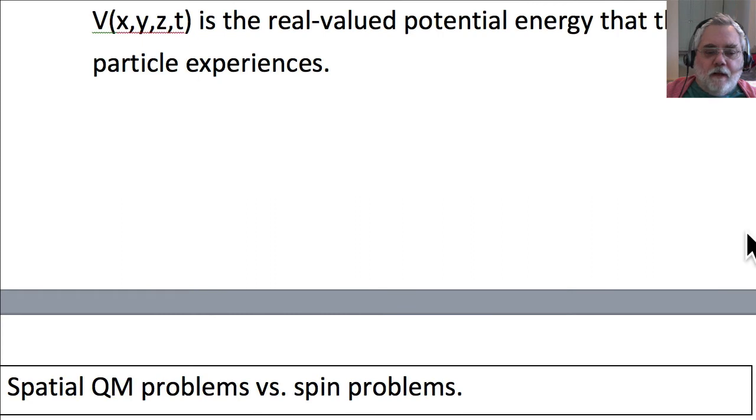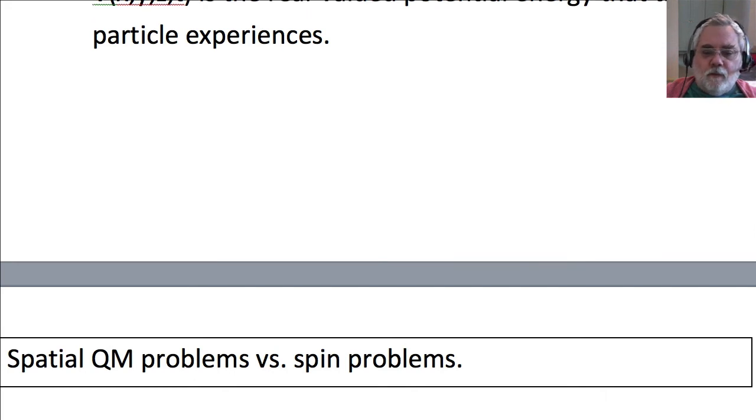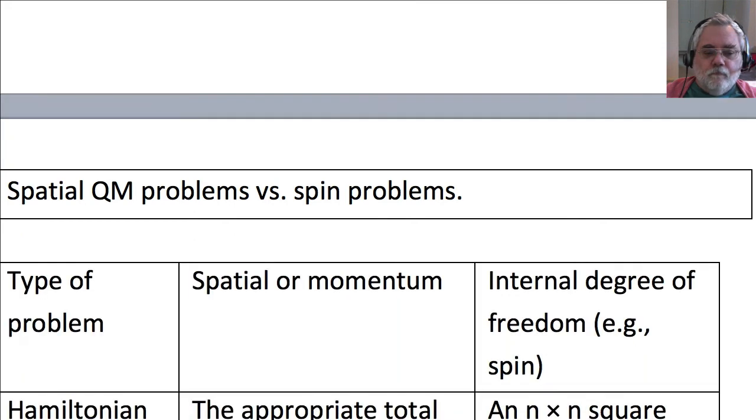Now let's compare spatial quantum mechanical problems versus spin problems. The second column will be spatial problems or momentum problems. The third column will be problems with an internal degree of freedom, which is generally spin.